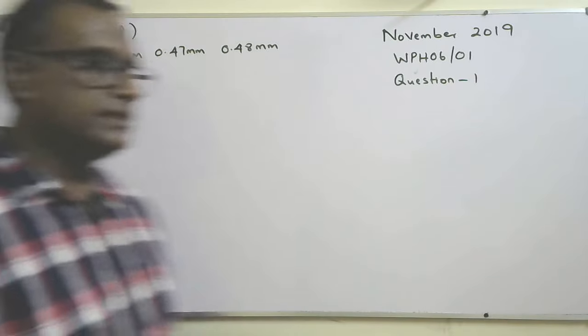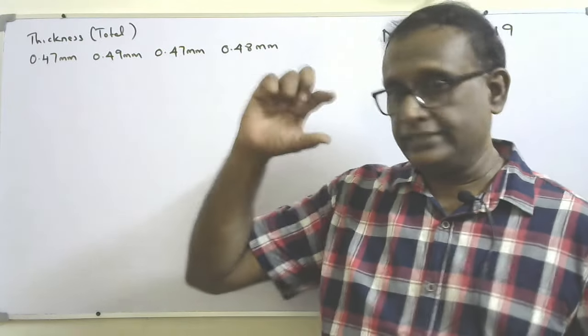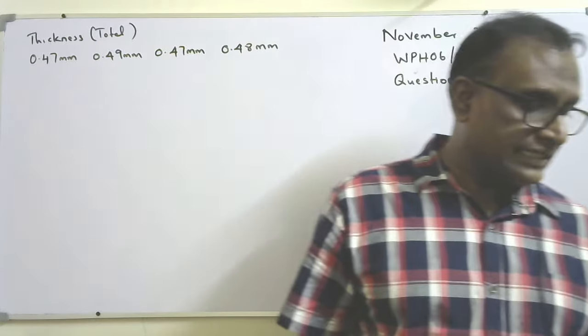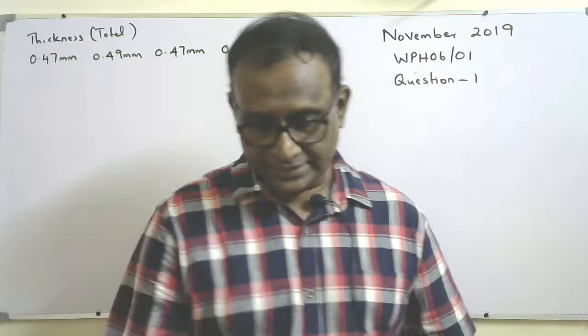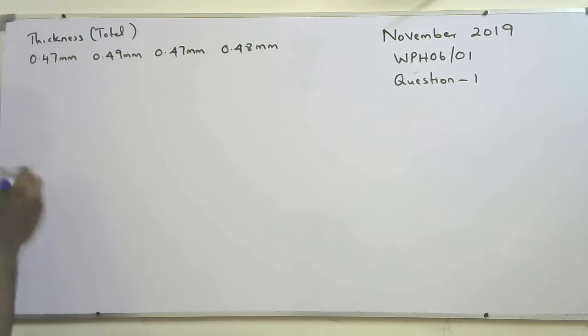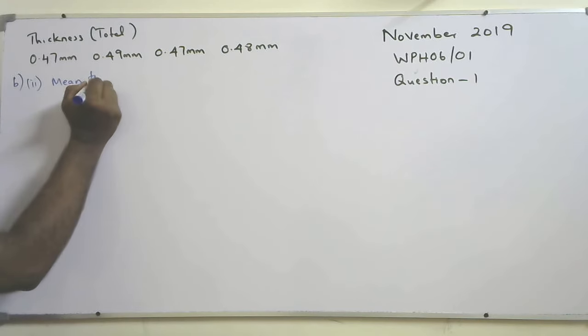Okay, so these are the readings. You can get them from the photographs for the total thickness, that is for the 32 layers. Then calculate the mean thickness and the corresponding uncertainty. Mean thickness, you know how to find it. So that is the first part of B, second part: mean thickness.